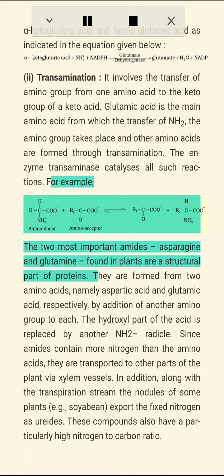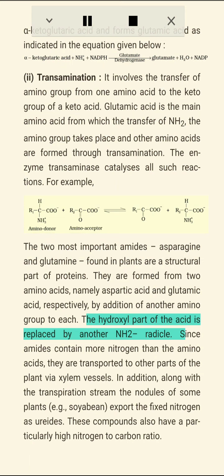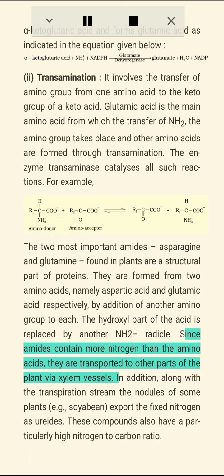For example, the two most important amides, asparagine and glutamine, found in plants, are a structural part of proteins. They are formed from two amino acids, namely aspartic acid and glutamic acid, respectively, by addition of another amino group to each. The hydroxyl part of the acid is replaced by another NH2 radical.